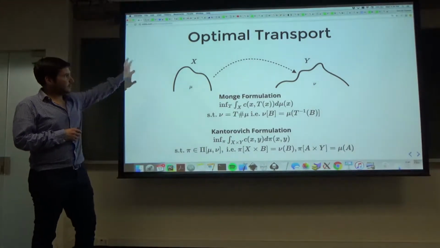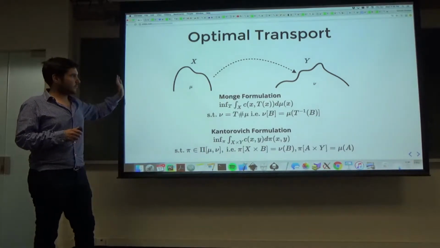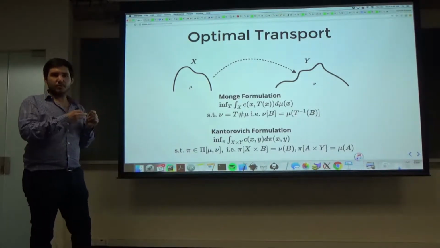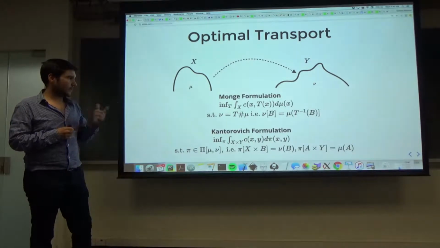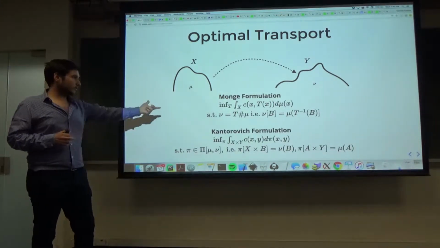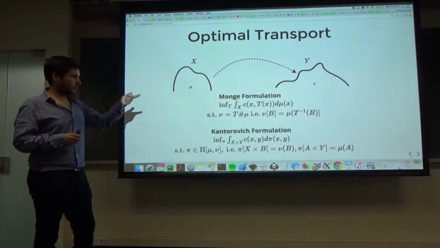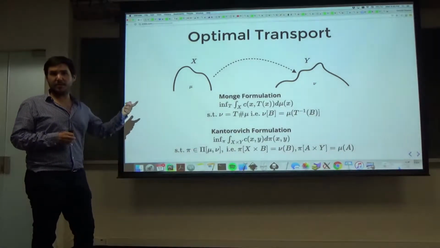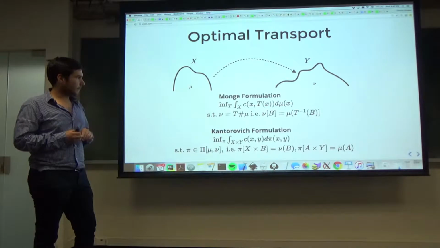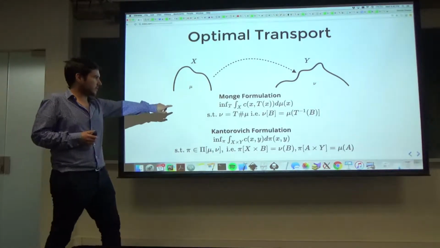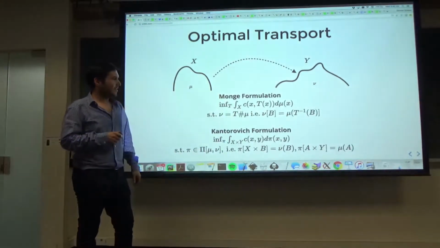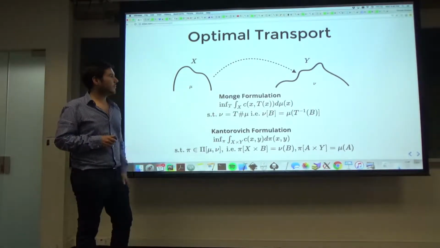The Monge formulation is: you have two measures and you want to make one of the measures become the other measure, so you are going to take each point and move it to another position. That means you have a function that moves points in the domain X to the domain Y, and you want to minimize the cost of doing this. Every time you move x to a certain point, you have a cost, and you want to minimize this integrated cost. You need a mass balance condition, a push forward condition, which means that the measure nu has to be the push forward of mu.